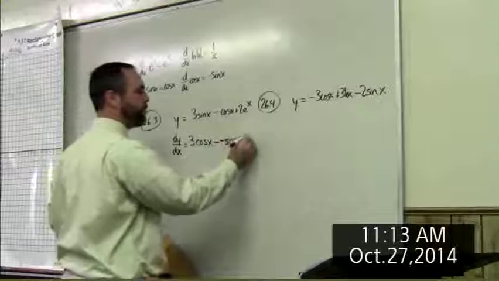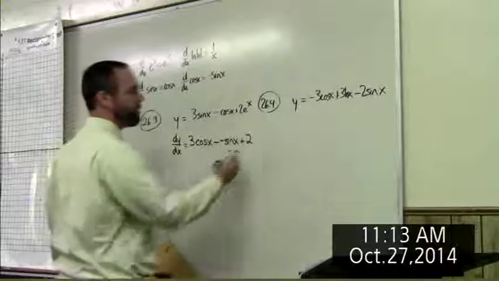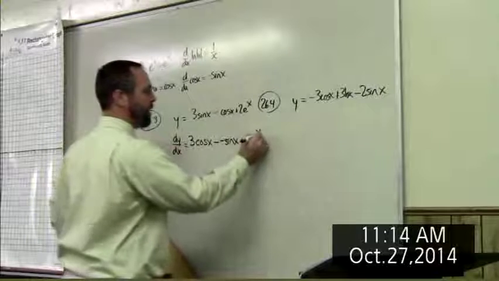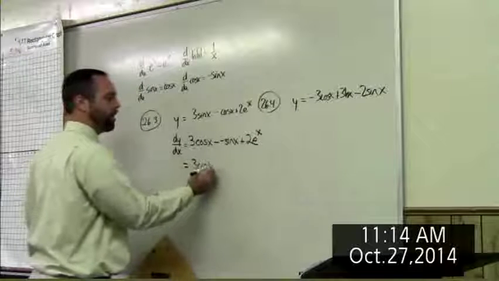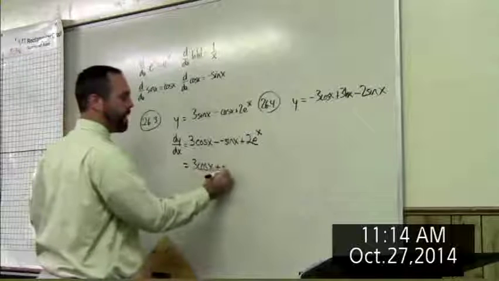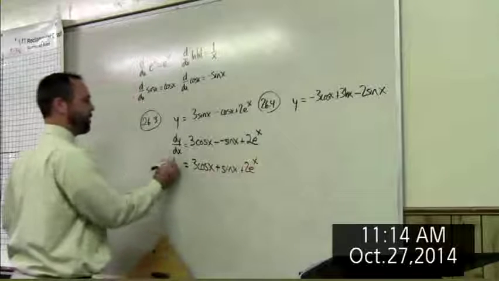Then we got plus 2 times the derivative of e to the x, which would just be e to the x, so 2e to the x. And the only thing we need to do then is change it to 3 cosine x plus sine x plus 2 times e to the x.